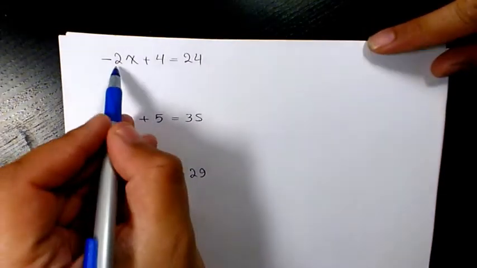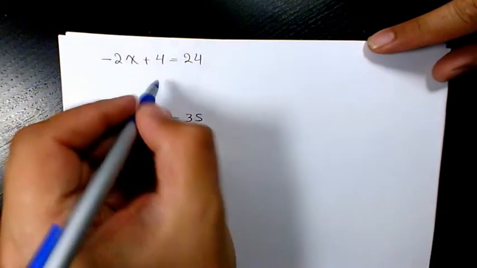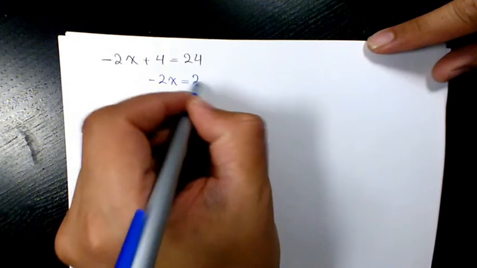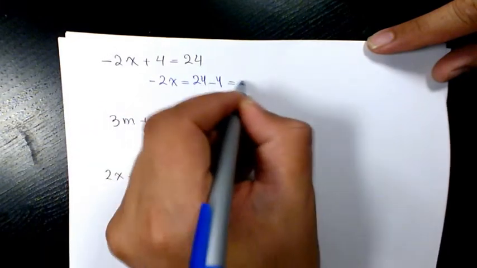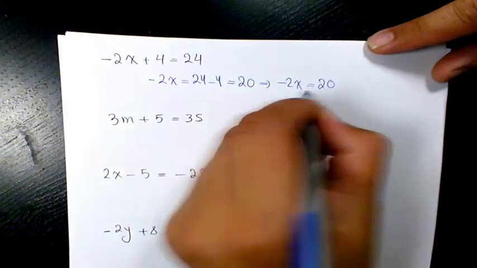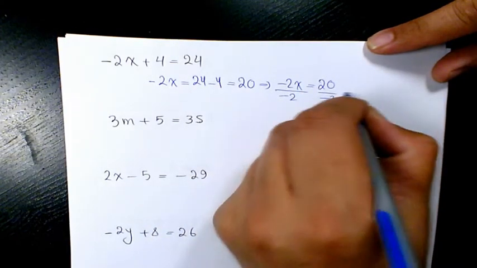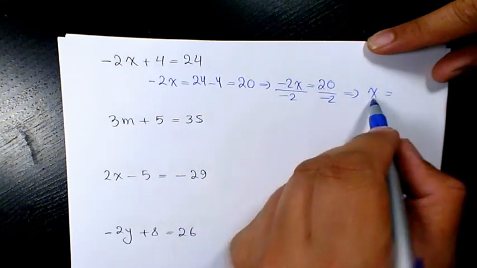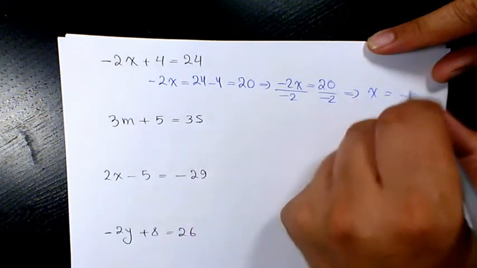So now negative 2x plus 4 equals 24. So we have negative 2x on the left hand side and move 4 to the right hand side. So it becomes 24 minus 4, which is going to be 20. So negative 2x equals 20. We need to divide both sides by negative 2 in order to isolate x. So negative 2x divided by negative 2 is just x. 20 divided by negative 2 is going to be negative 10.